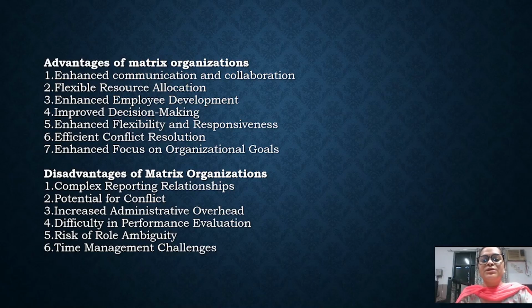The second advantage is flexible resource allocation, which means that in a matrix organization, resources such as personnel, equipment, and even the budget can all be allocated dynamically based on project needs. Now, this flexibility will allow the organization to respond quickly to changes in project requirements or even in market conditions. It will ensure that resources are utilized more efficiently, as they can be shared across multiple projects. The same resources would be shared among different projects.